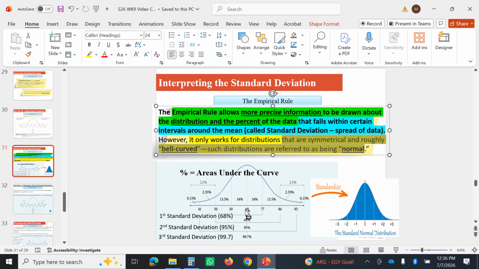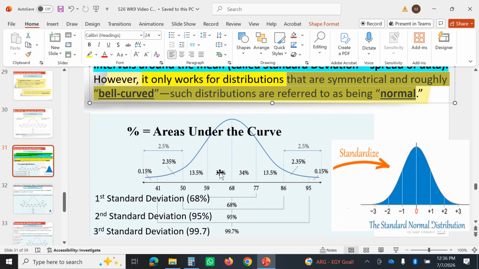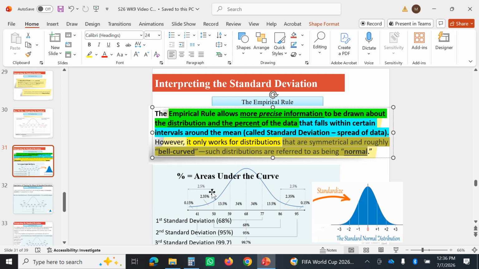And I don't know if it was said to you earlier, where did we get these percentages from? 68%, 34 and 34, 95% under 2 standard deviations, 3 standard deviations encompasses 99.7. It's all the area under the curve. So that area is 34% of the total area under the curve, and both of these would be 68%. So it's all about area under the curve.